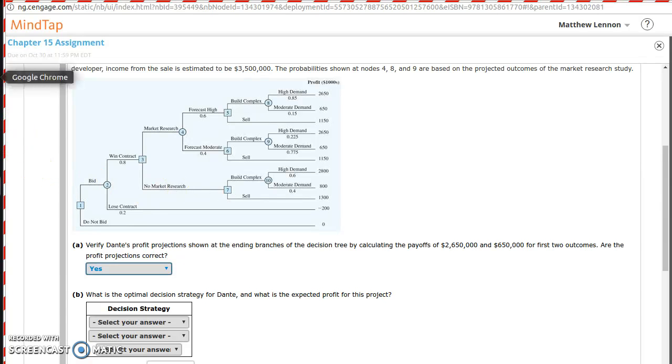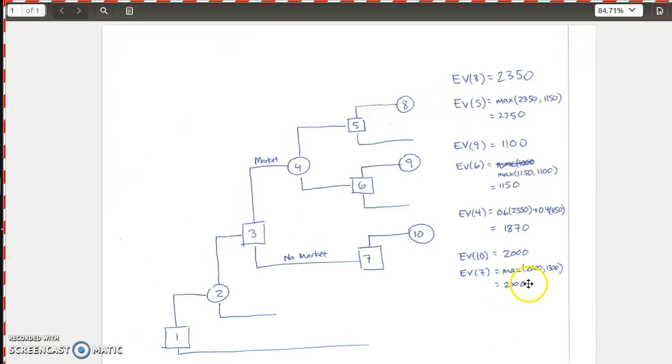So that actually helps us answer all the rest of the questions we need. 1870 versus 2000. We can see market research needs to get 130,000 cheaper before we're even at the break-even point between these two values. And if you recall, market research was 150,000 to begin with. So if it gets 130,000 cheaper, that means you can only pay 20,000 to do market research.